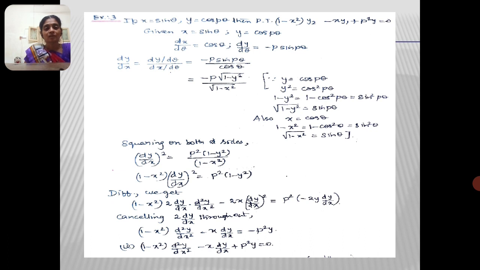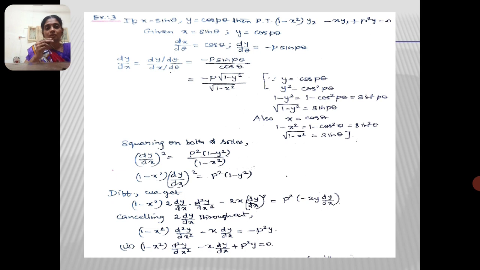Now differentiating with respect to x, we get (1 − x²) into 2 dy/dx into d²y/dx² minus 2x into (dy/dx)² equal to p² into minus 2y dy/dx. Here 2 dy/dx is common in all the terms, so we cancel 2 dy/dx throughout. We get (1 − x²) d²y/dx² minus x dy/dx is equal to minus p² y.